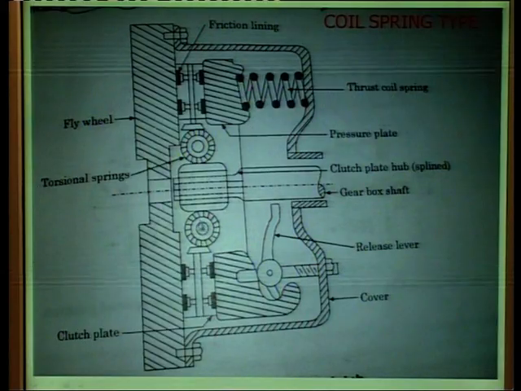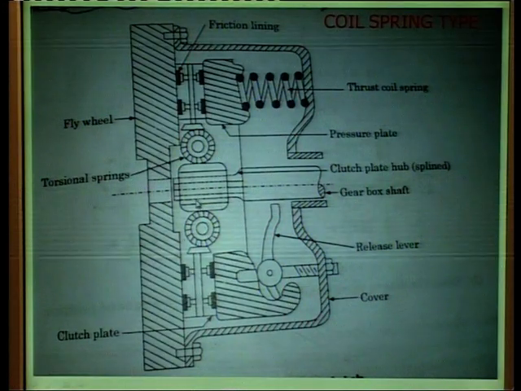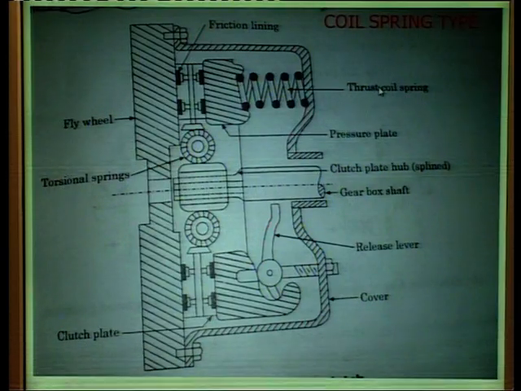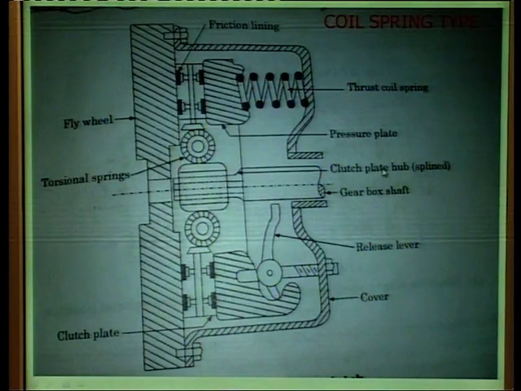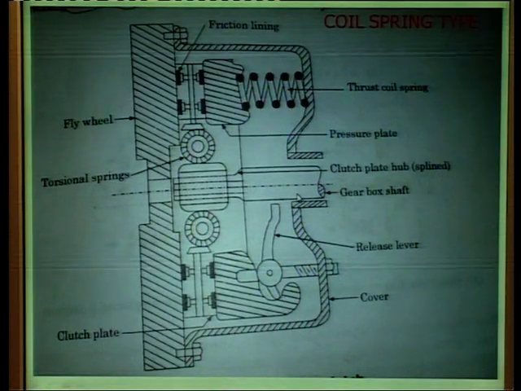These are the torsional springs. This is a cut section, showing the clutch plates, internal splines and external splines. This is the meshing. Then these are the thrust coil springs. That is why this is known as the coil spring type clutch. This is the pressure plate, then the clutch plate hub, that is splined, and then the gearbox shaft, which you can say is the output shaft, and these are release levers. This is the cover.